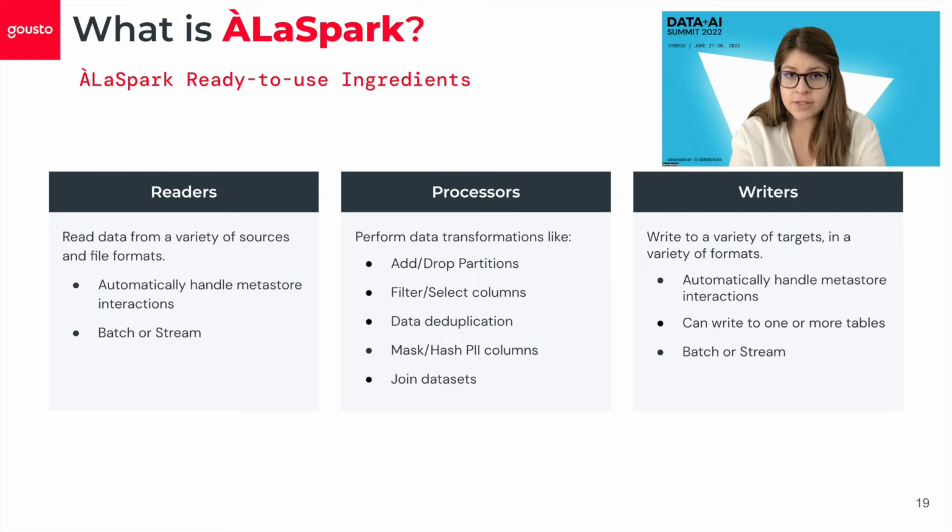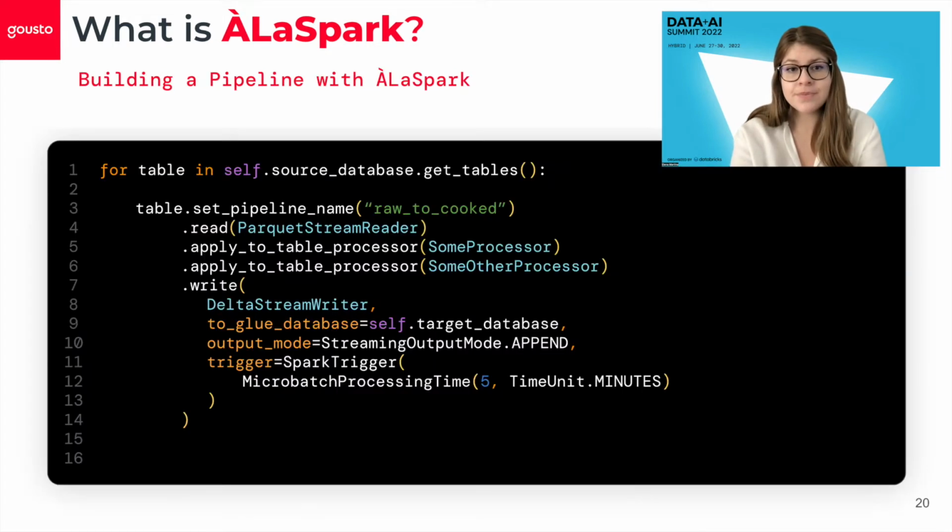Writers behave very similarly to readers, as they're also divided based on the target, the file format that we're writing, or if we want to create a batch or stream job, and automatically handle the interactions with the metastore. A writer can be used multiple times across one pipeline. All of these components can be concatenated together as needed, starting with a reader, followed by multiple processors and writers, one after the other. Let's take a look at how this can be done.